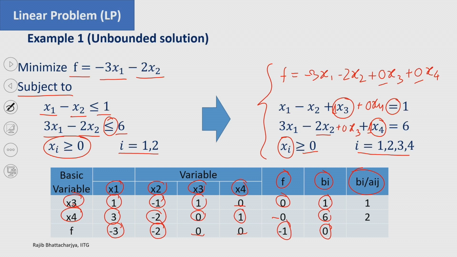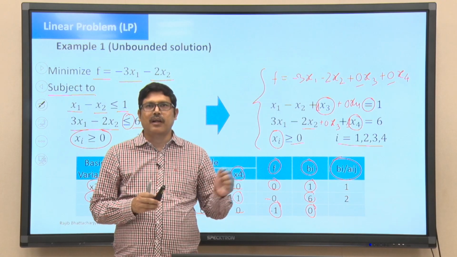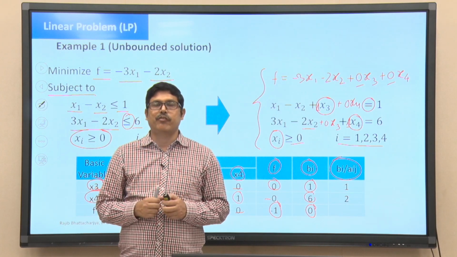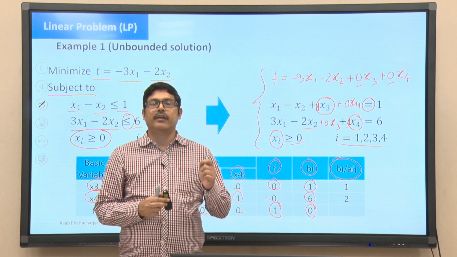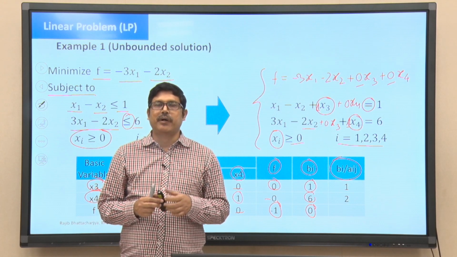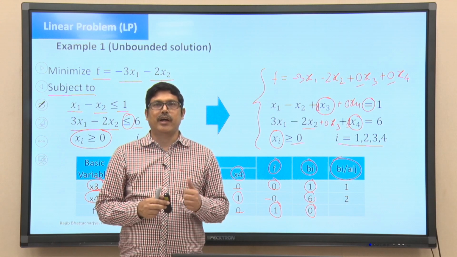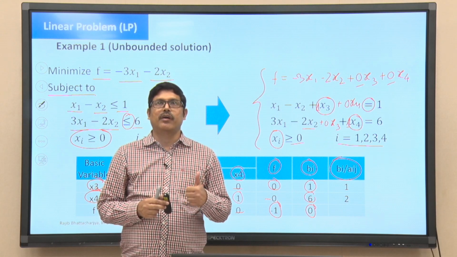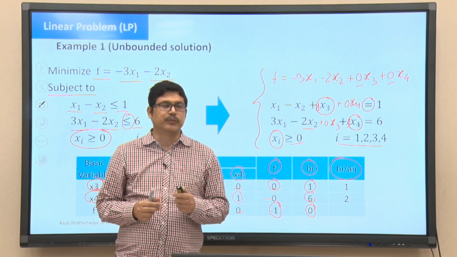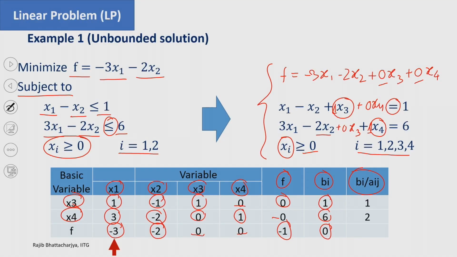Okay. Now, we have to look at the last row, that is the objective function row. Is there any negative coefficient? So, in this particular problem, yes, we have negative coefficient for x 1 and x 2. So, therefore, what will I do? I have to select the minimum value. Okay. So, here minimum is minus 3. So, we have minus 3 and minus 2, that is we have to select minus 3.